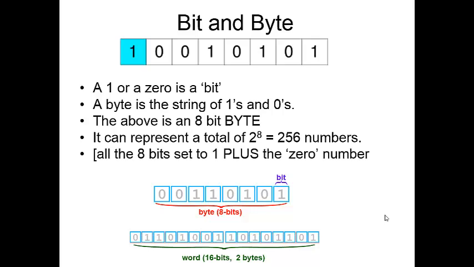And all the 8 bits set to 1 plus the 0, so that's 256. That's 1, 1, 1, 1, 1, 1, 1, 1. That will give us 256. So that's an 8-bit byte. And if we have 16 bits, that gives us 2 bytes. So that's what we remember here: a byte is made up of 8 bits.